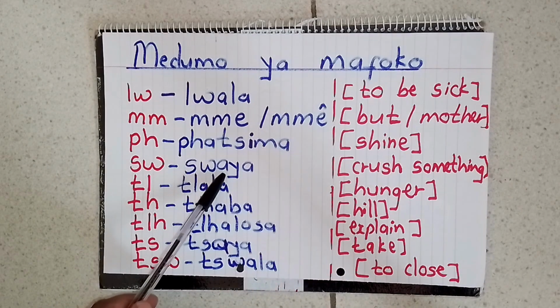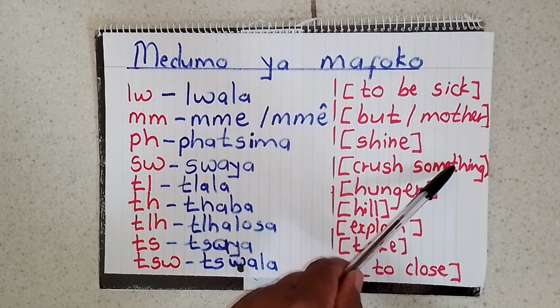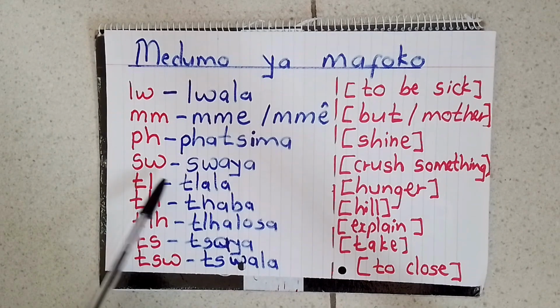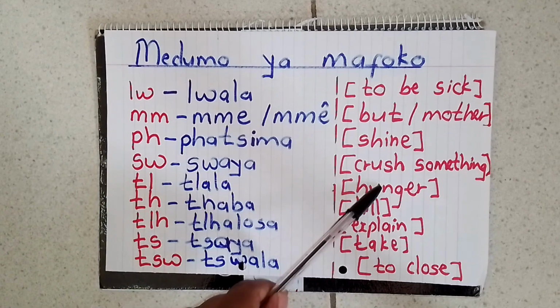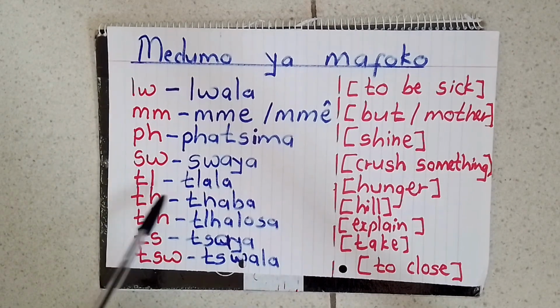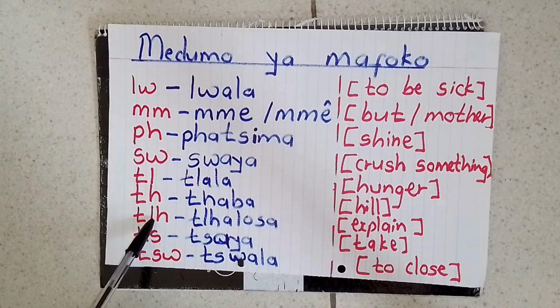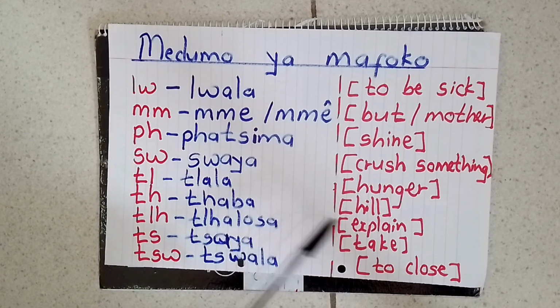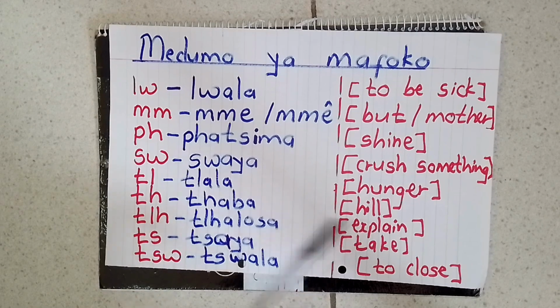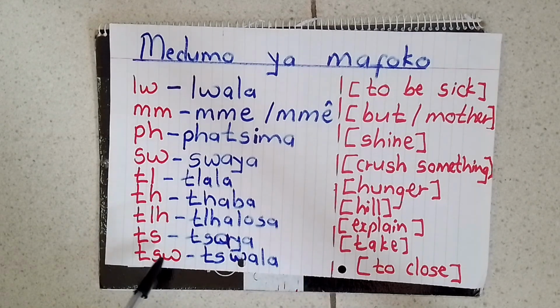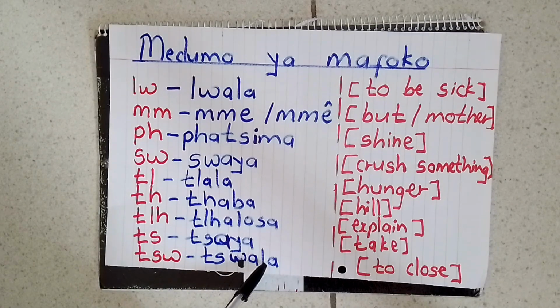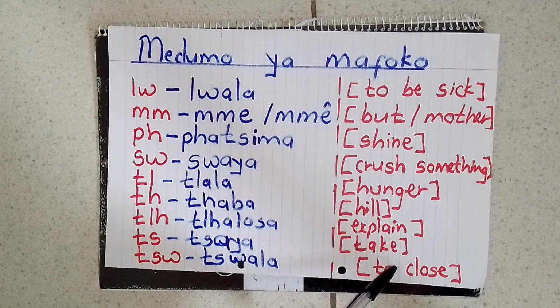P for phatsima, to shine. S for swaya, to crush something. T for tlala, hunger. T for thaba, a hill. Hl for tlhalosa, to explain or elaborate. F for tsaya, take. F for tswala, to close.